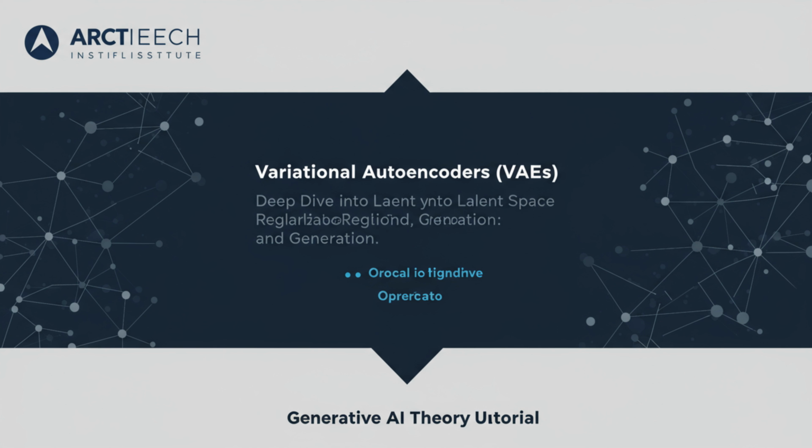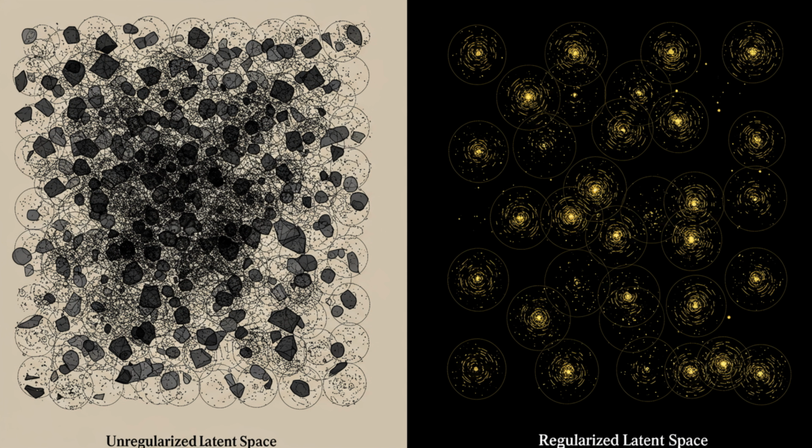Today, we unravel Variational Autoencoders, or VAEs, a cornerstone of deep generative modeling. The variational aspect comes from regularizing the latent space. We want the learned latent distributions to conform to a simple prior, usually a standard normal distribution.